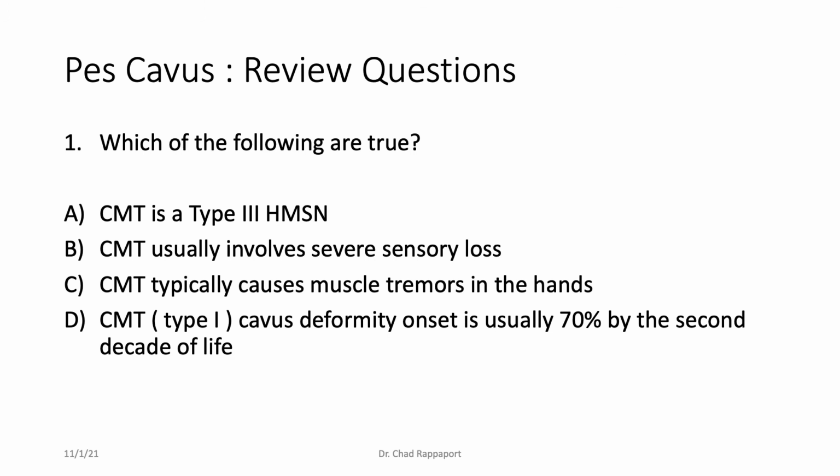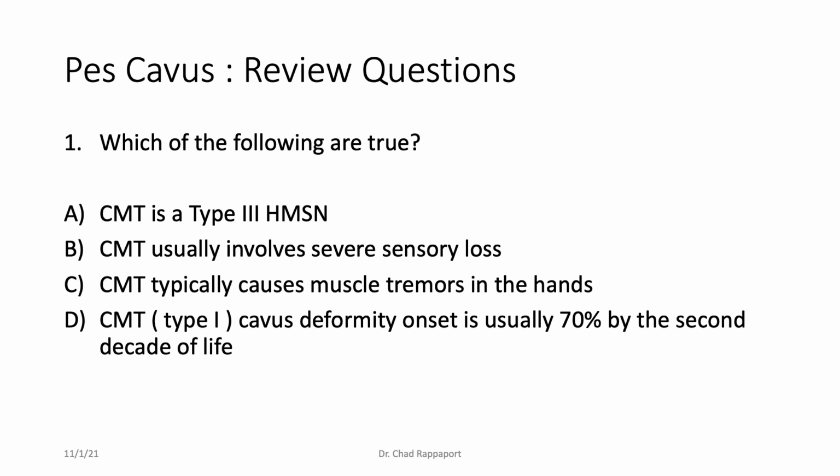A much more in-depth presentation with regards to surgical reconstruction of the Pes Cavus deformity is forthcoming, but for now, a quick review of what we went over in the way of a quick quiz, which is something I'd like to do with my residents. Which of the following are true? CMT is a type 3 HMSN. CMT usually involves severe sensory loss.